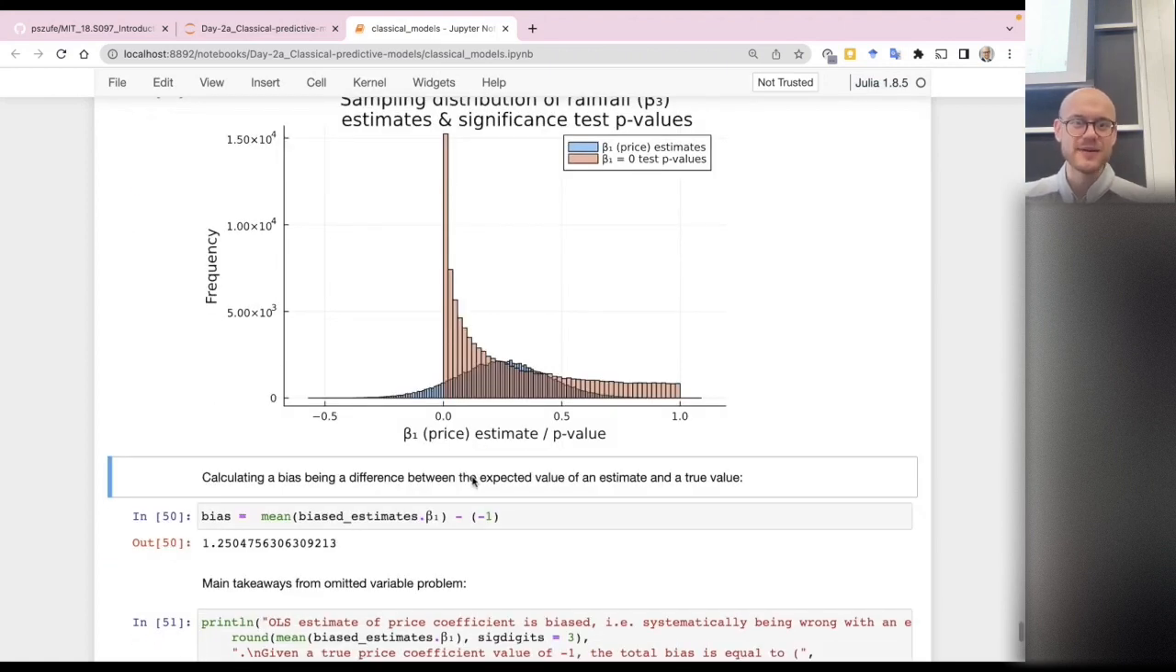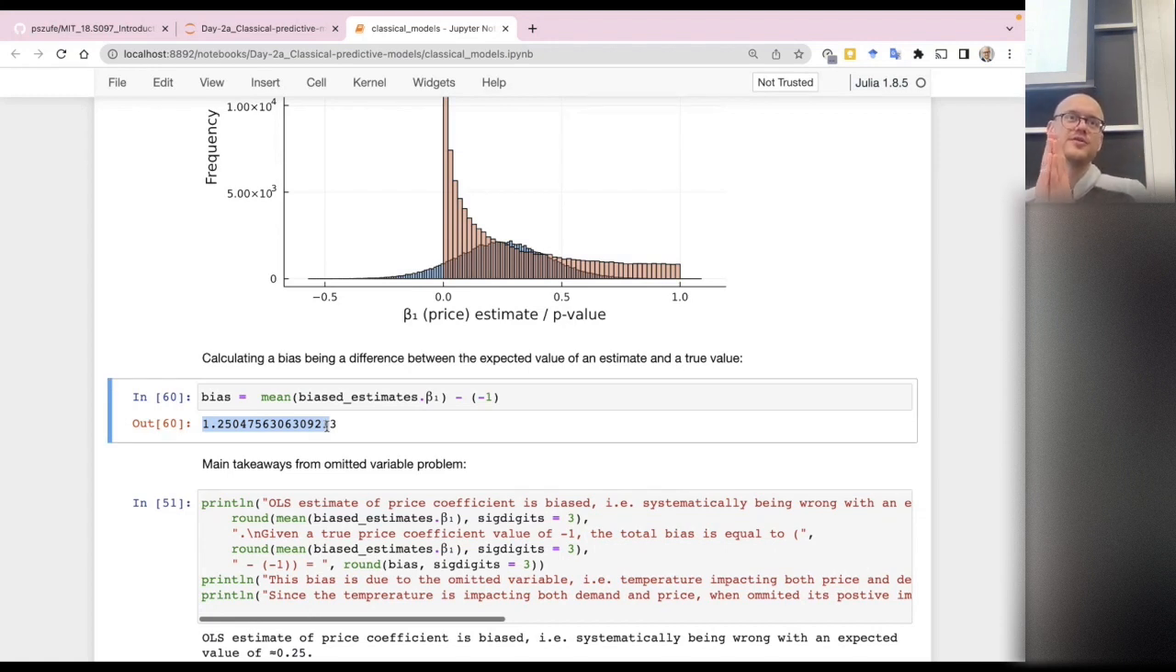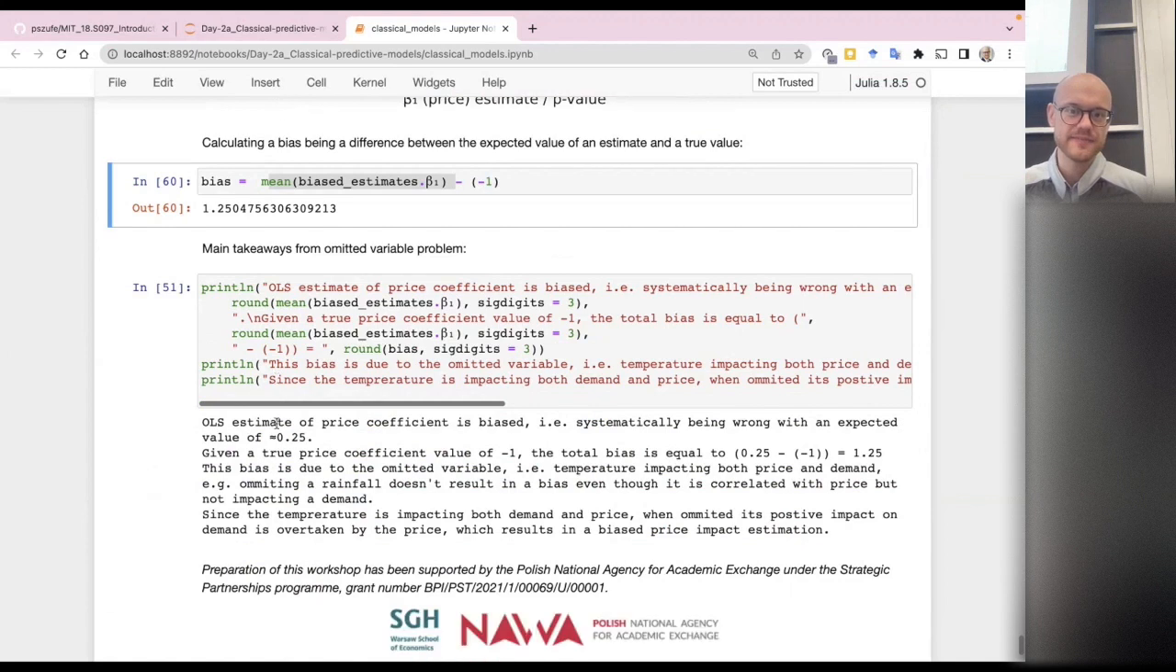So what we see is something called bias. Bias is measured as the difference between the true value, which is -1, and the expected estimate, which is here +0.24. So +0.24 minus -1 is +1.24. This is the bias, the magnitude of the error that we systematically make in our estimates.